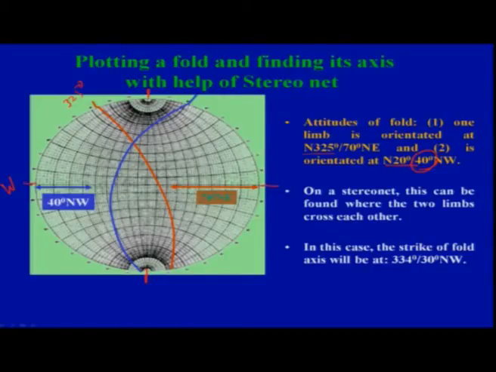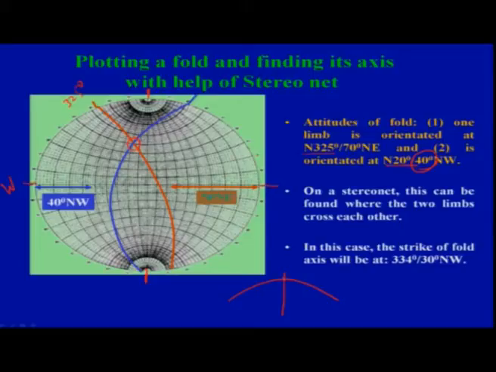So you can bring it back, and then you see that the two limbs which you have drawn are not intersecting along the outer circle. Okay. They are intersecting within that. So this means that it has some sort of an attitude. Okay. So this is the fold axis, because when we were talking about the intersection, what we have drawn is the intersection of the two planes. Okay. So this is your fold axis.